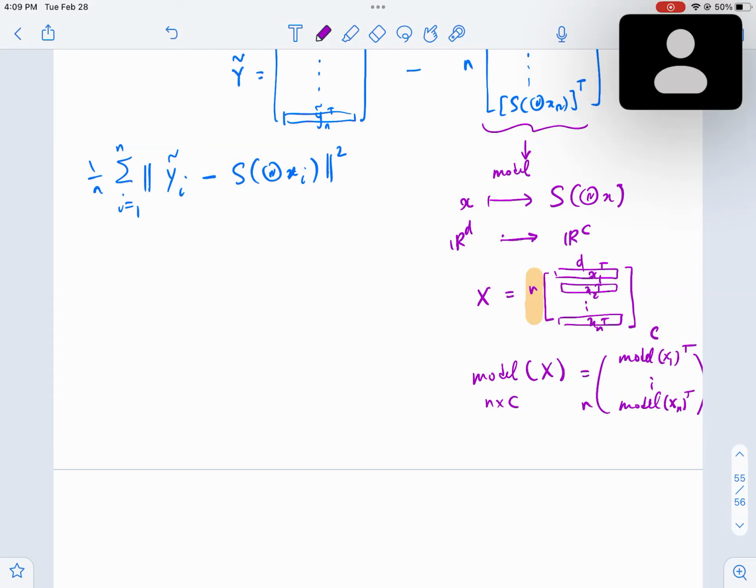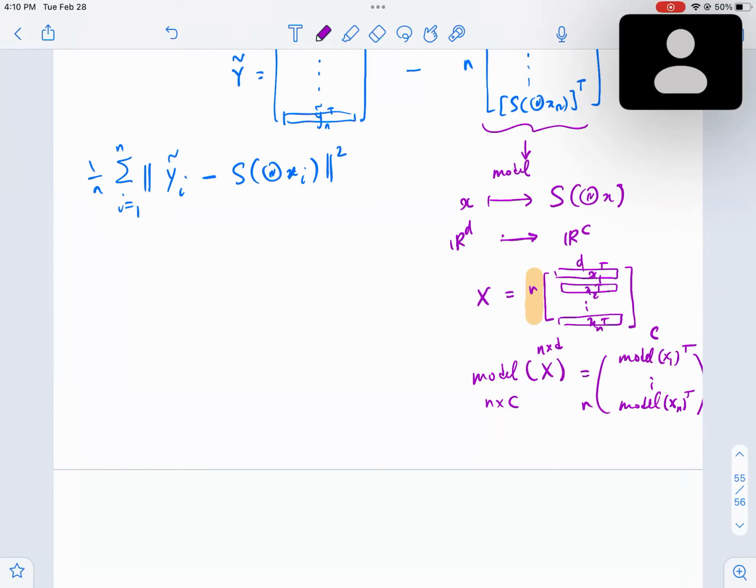When you apply it to a matrix that's n by d, if it's a matrix or a tensor, it's going to apply it to every element of the first dimension, in parallel, and then put everything back together. So you're going to get your model applied to every sample, and you just flip the dimension of the input to the output.